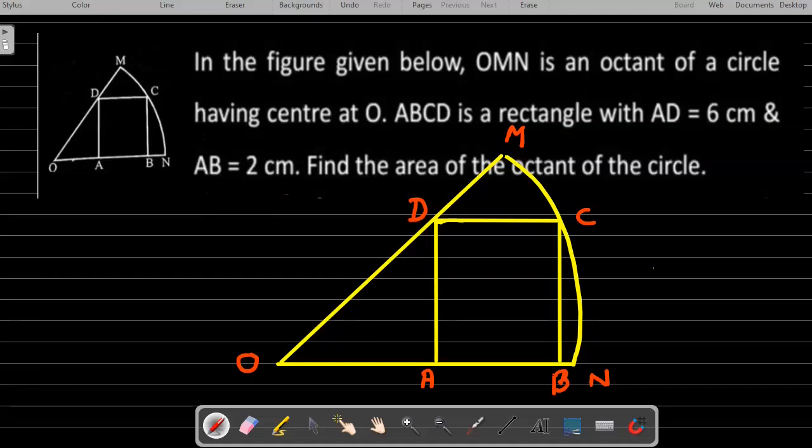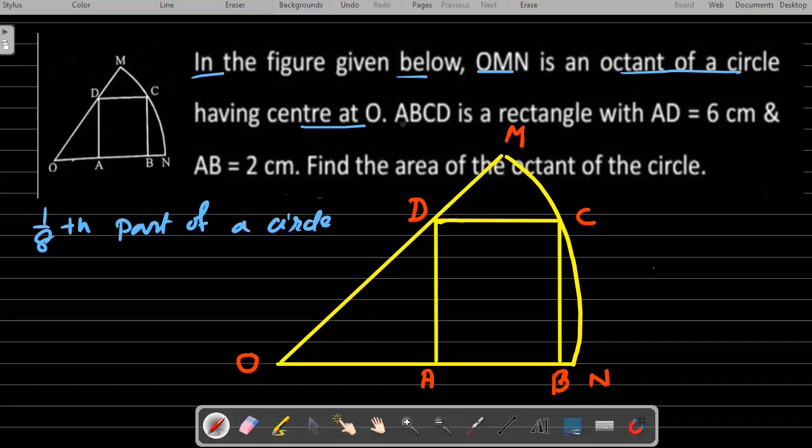In today's class, we will do this problem from mensuration 2D. In the given figure, this OMN is an octant of a circle having center O. This OMN, you see, is an octant, that is 1/8 part of a circle. ABCD is a rectangle with AD equal to 6 and AB equal to 2. You have to find the area of the octant of the circle, that is, 1/8 part of the area.